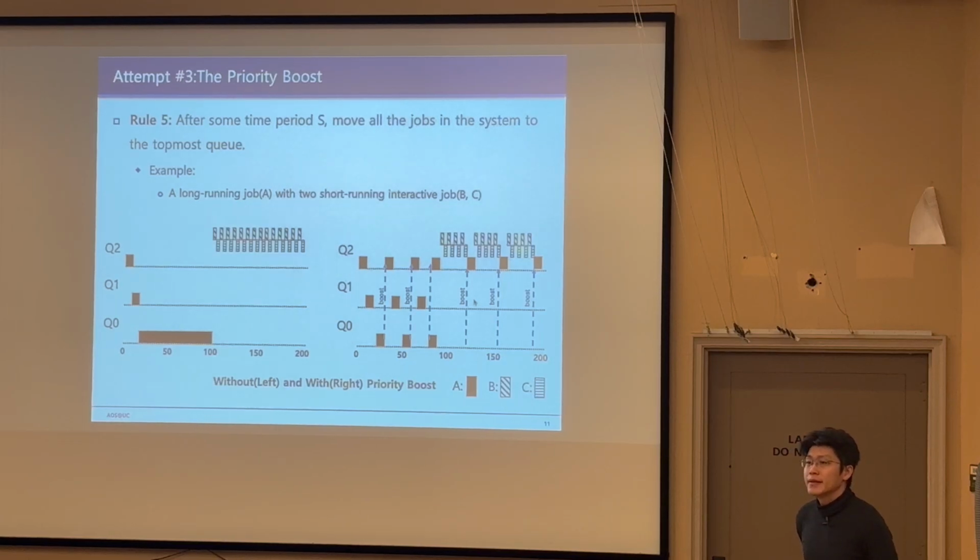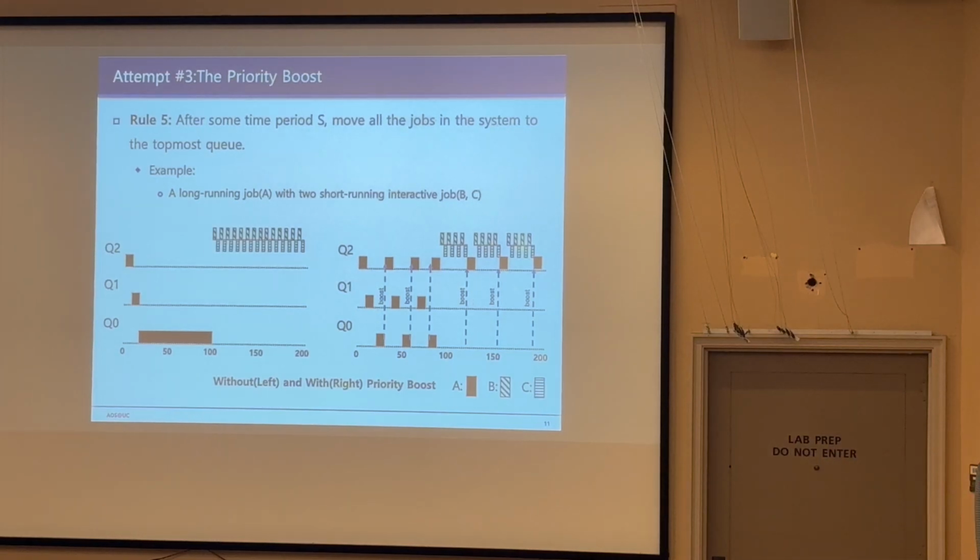Without rule 5, the really long-running process will use up all the time slices, so its priority is going to keep decreasing. And when the two short-running jobs arrive, they don't use up their time slices, so they always stay at high priority. Exactly, right? It starves the long-running process. Yeah, so that's what happens on the left side.